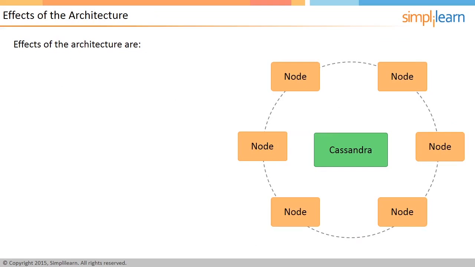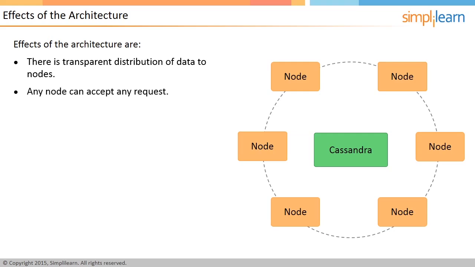Cassandra architecture enables transparent distribution of data to nodes. This means you can determine the location of your data in the cluster based on the data. Any node can accept any request, as there are no masters or slaves. If a node has the data, it will return the data. Else it will send the request to the node that has the data.